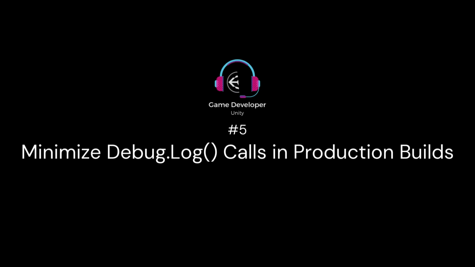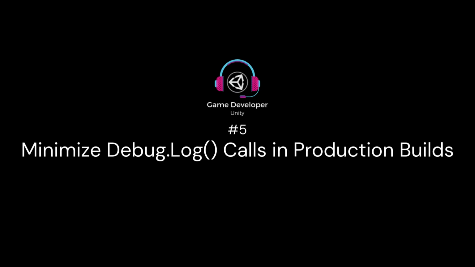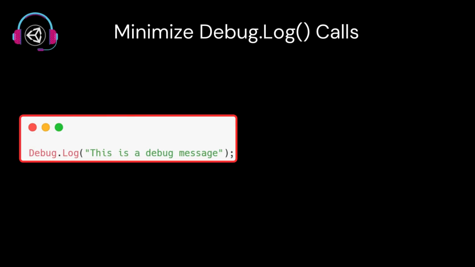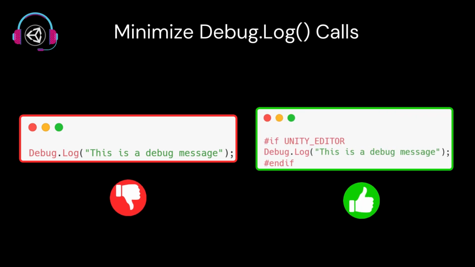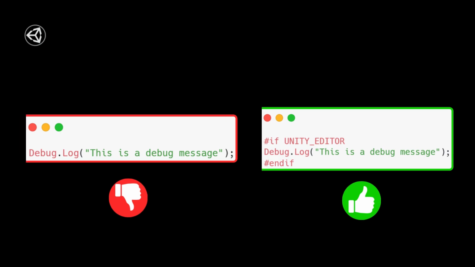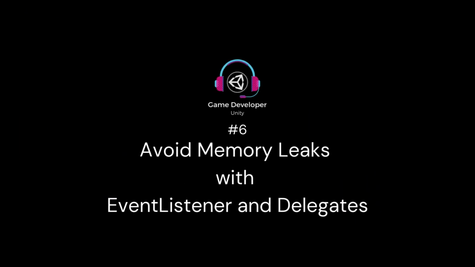Tip number 5: minimize Debug.Log calls in production builds. Avoid using Debug.Log in production builds, as these log messages can slow down your game. You can disable them by using conditional compilation. For example, wrap your Debug.Log calls with #if UNITY_EDITOR so that they only run in the editor and not in a build.